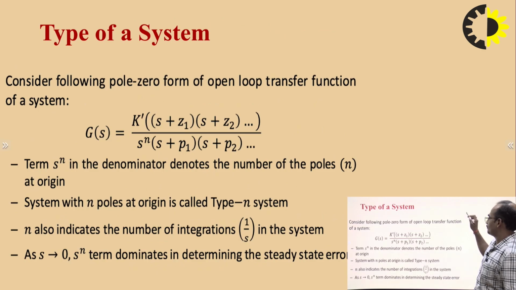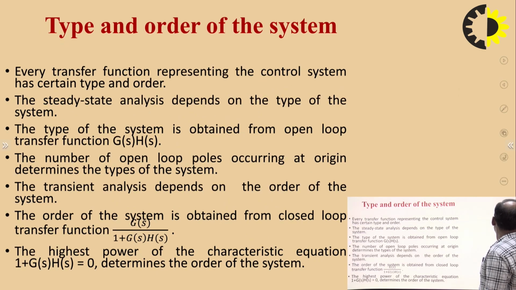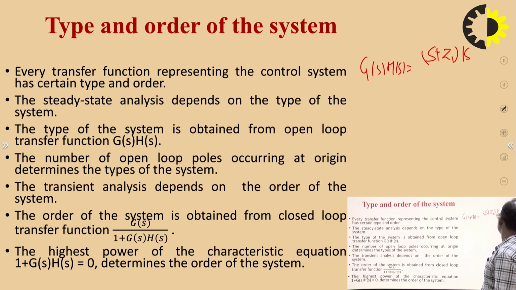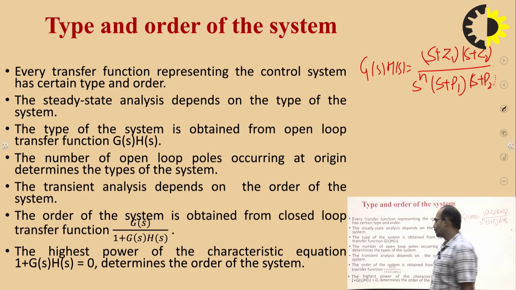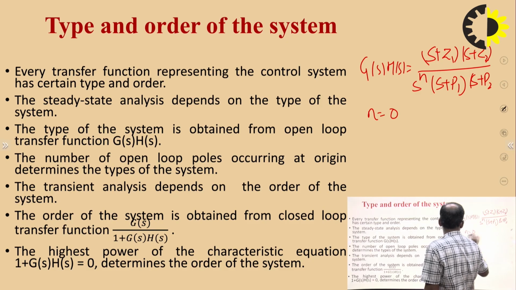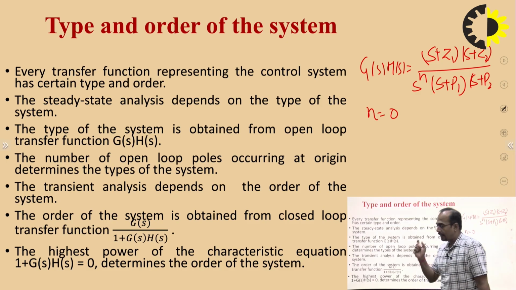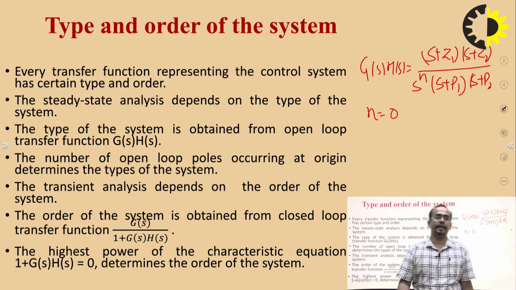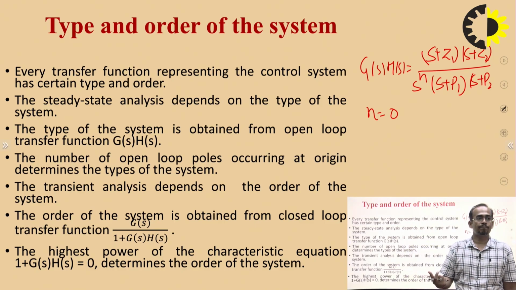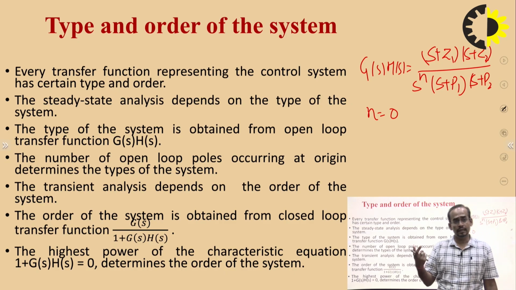Suppose the open loop transfer function G(s)H(s) is equal to (s + z1)(s + z2) upon s to the power n (s + p1)(s + p2). If n is equal to 0, or you can say the power of s will define the type of the system.